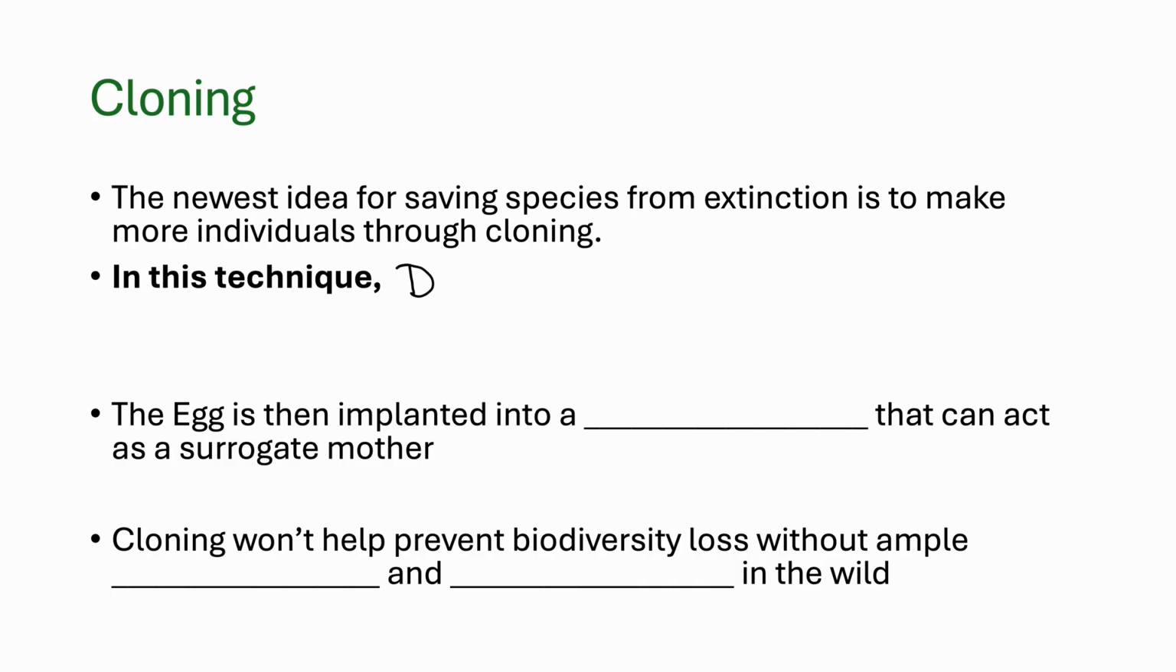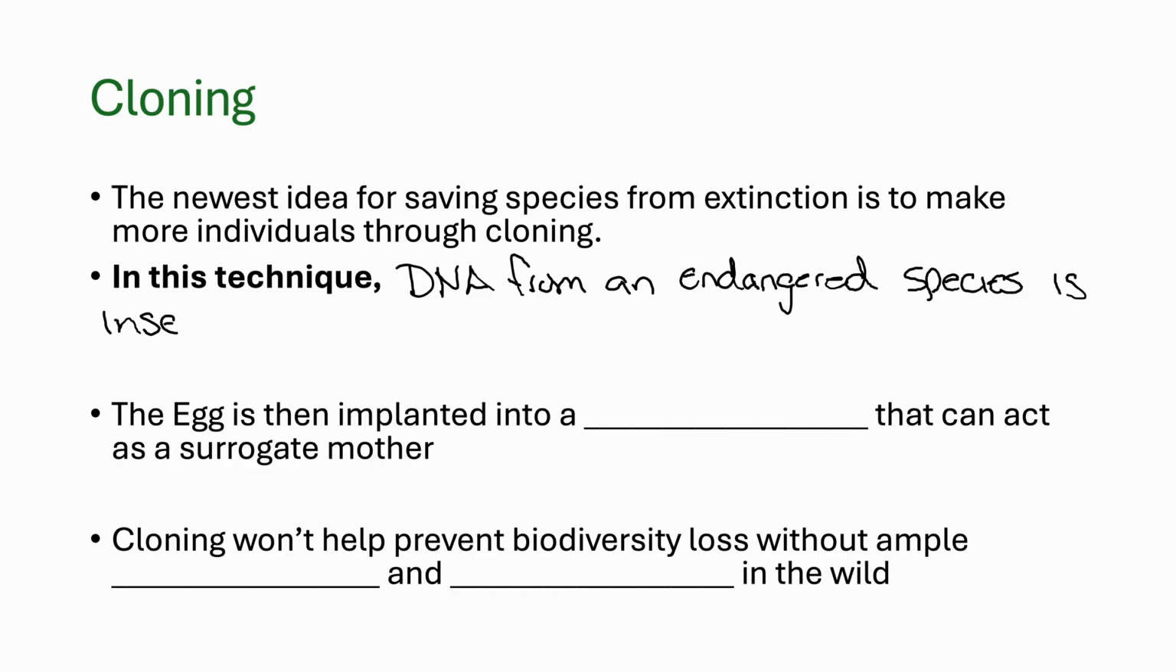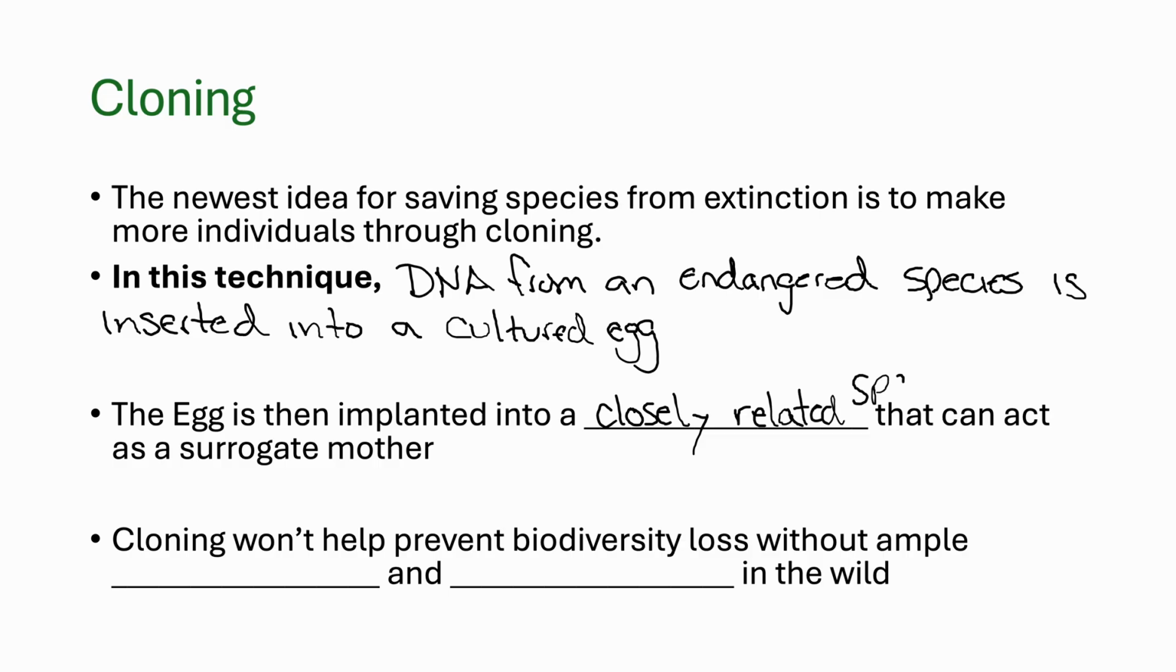Now, the newest idea for saving species from extinction is to make more individuals through cloning. In this technique, we take DNA from endangered species and insert it into a cultured egg. This egg has its nucleus removed, and we put the DNA into the new one. The egg is then implanted into a closely related species. For example, if I'm trying to bring back the woolly mammoth, I would insert this egg into an elephant. The species are very close and the DNA is very similar, so it can act as a surrogate mother.